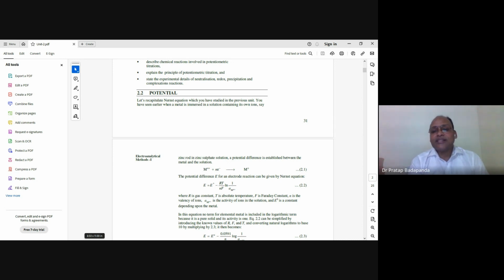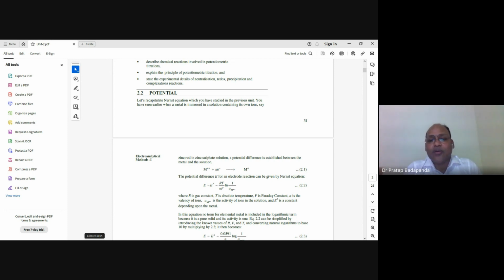The potential difference E for an electrode reaction can be given by the Nernst equation. Here n is the number of electrons. If we take copper, it is 2 electrons. So now E is equal to E naught cell. What is the formula of that? E is equal to E naught cell minus, this is the first formula actually. We have discussed E is equal to E naught minus 0.0591 divided by n, then log of oxidized by reduced.